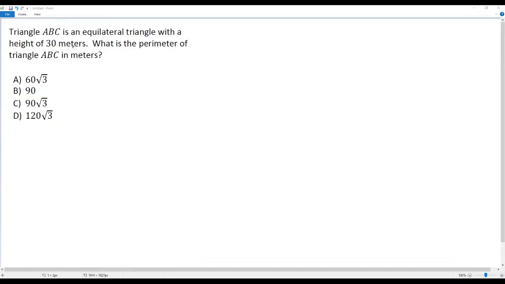Okay, let me draw the equilateral triangle ABC. Here we have equilateral triangle ABC. Since it's an equilateral triangle, the length of each side is the same. Let's assume K is the length of each side. K over here, K over here, and K over here.